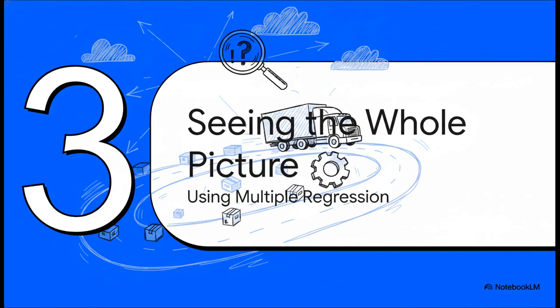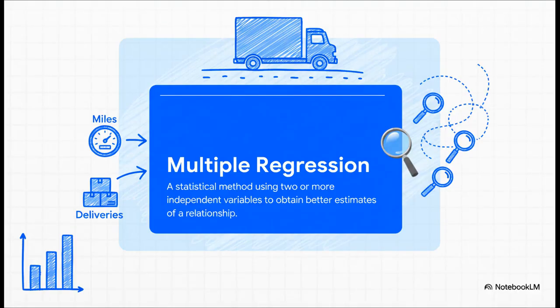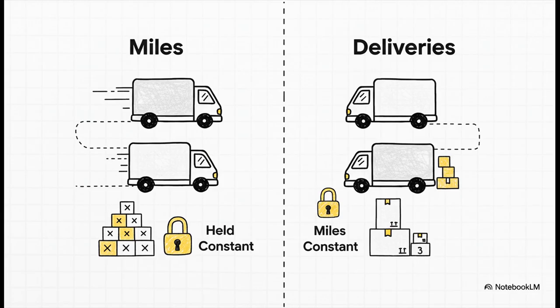Well, this is where our hero, multiple regression, comes onto the scene. So unlike simple regression, which only looks at one factor, multiple regression lets us use 2, 3, even more independent variables, things like our miles traveled and the number of deliveries, to get a much more accurate prediction of our outcome, in this case, the travel time. And this really gets to the magic of the whole technique.